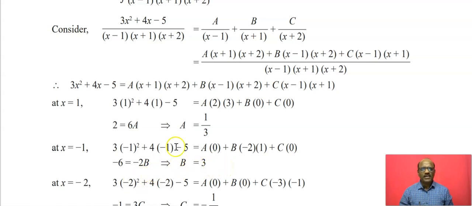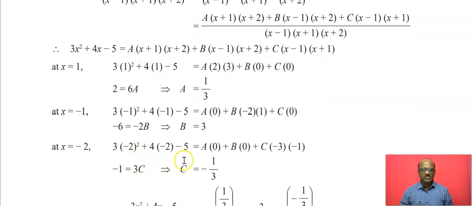And to find out the value of C, we substitute x = −2. That is, x + 2 = 0, because x + 2 is common for both A and B. x + 2 = 0, put x = −2, A and B will be 0 and you will get the value of C.